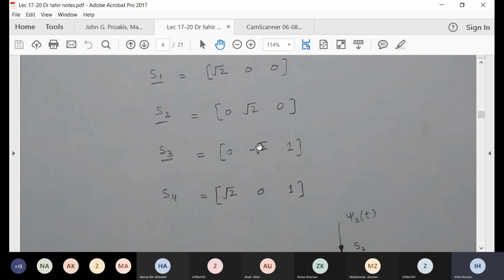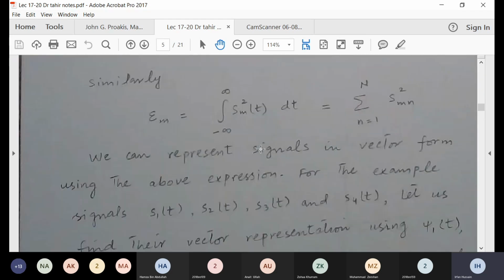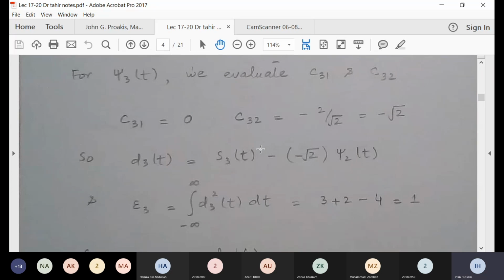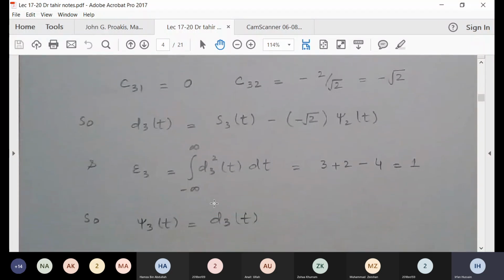This is actually the projection of S3 onto psi 2, or S3 onto psi 2, and this we have also done here. C32, so same thing. It is S3 times psi 2, which we calculated to be minus under root 2. So that will be just minus under root 2. And yes, this is our D. This will be our psi 3.